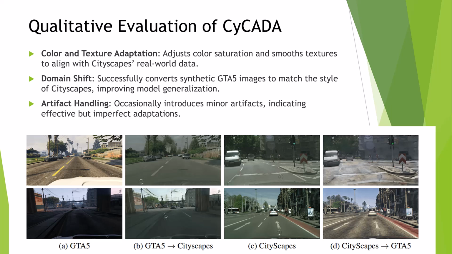When we adapt these GTA5 images to match Cityscapes, as shown in column B, we can see a clear reduction in saturation and a smoothing of textures. The roads, which were rough in the original GTA5 images, become more uniform, better reflecting the real-world scenes captured in Cityscapes. Columns C and D show the reverse process, where we adapt Cityscapes images to fit the GTA5 style. This showcases CyCADA's flexibility in handling both directions of domain adaptation, making it ideal for applications where synthetic data needs to be adapted for real-world use and vice versa.